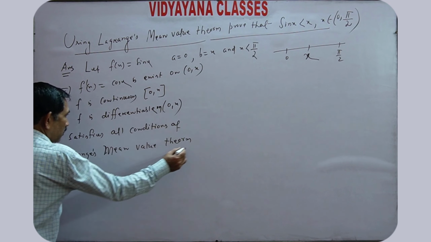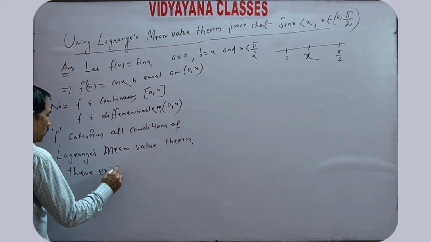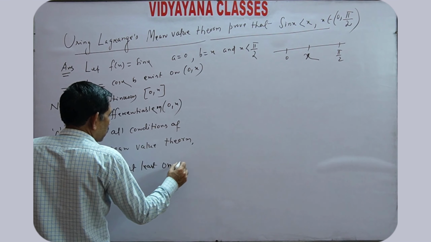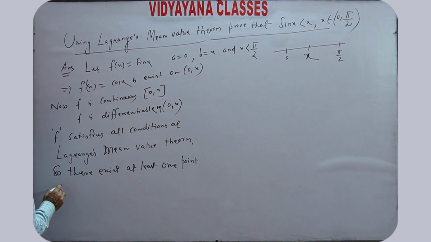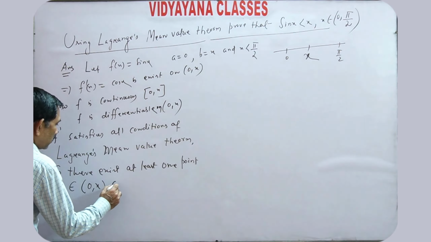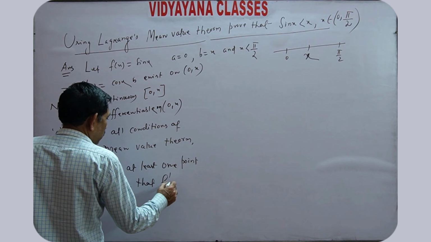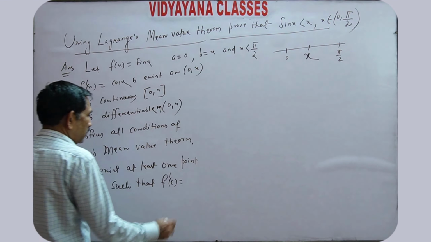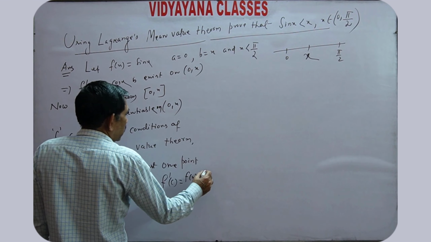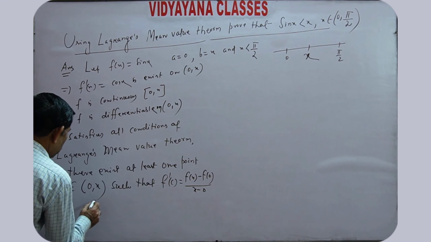So there exists at least one point c belongs to open bracket (0, x), so that f dash c is equal to f(b) minus f(a) divided by b minus a, that means f(x) minus f(0) divided by x minus 0, which implies this.